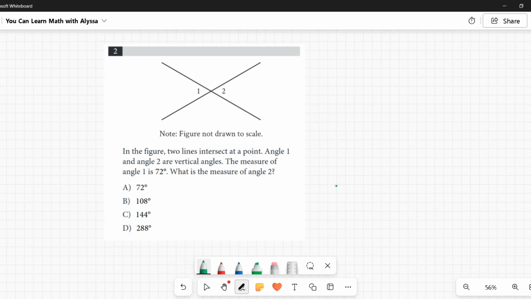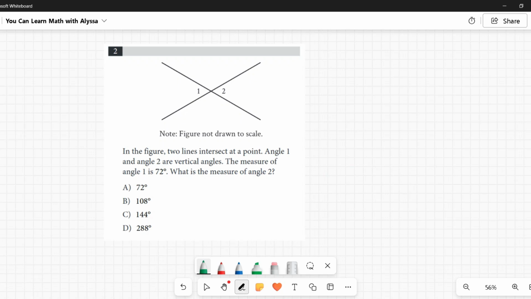Number 2, note, figure not drawn to scale. Anytime they tell you that, and it's always a good idea to assume the figure is not going to be drawn to scale, they're telling you, you can't just hold a piece of paper up or your fingers at an angle to eyeball the answer. They're saying, I drew it like this, but in reality who knows, it might be more like this. It's just random lines. You can't rely on it.